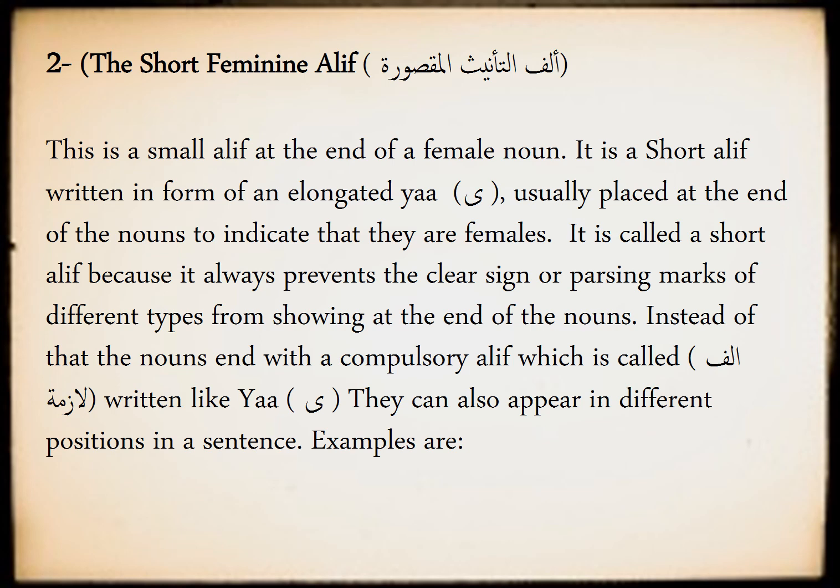2. The short feminine alif, alif التأنيث المكسورة. This is a small alif at the end of a female noun. It is a short alif written in form of an elongated ya, usually placed at the end of the nouns to indicate that they are females.